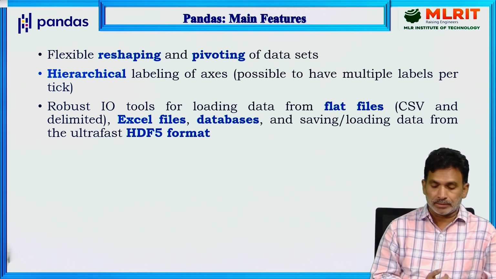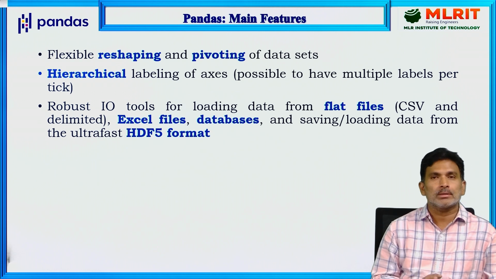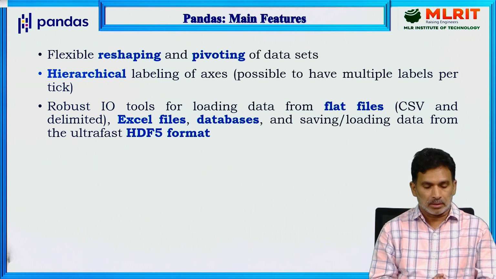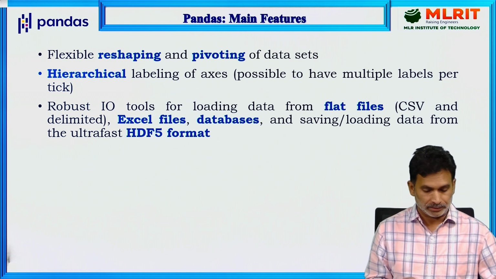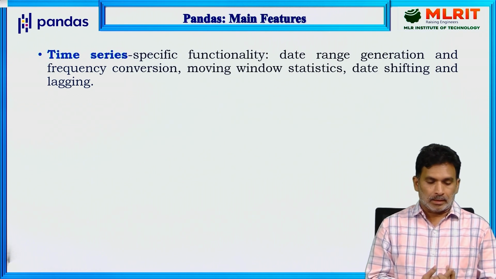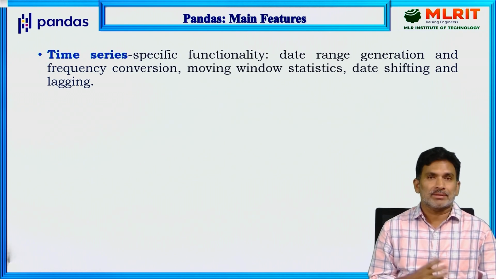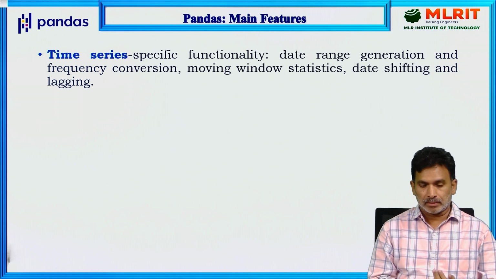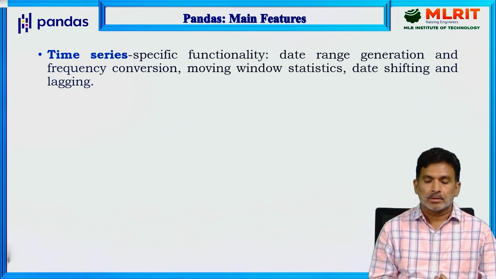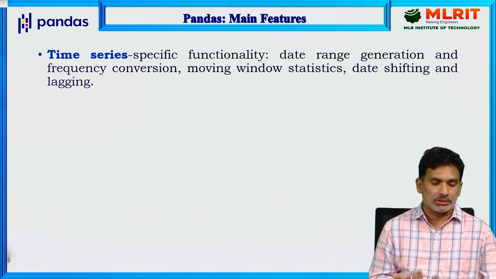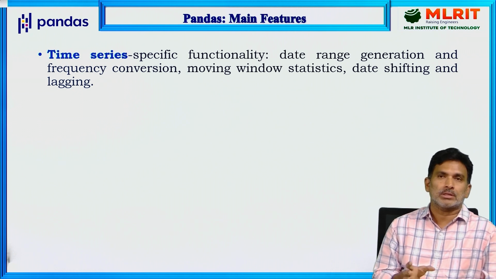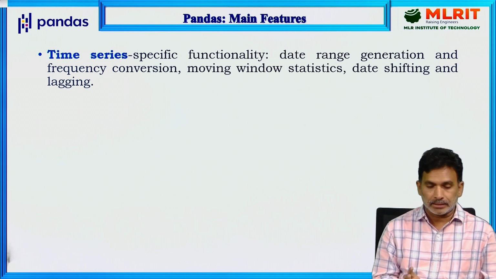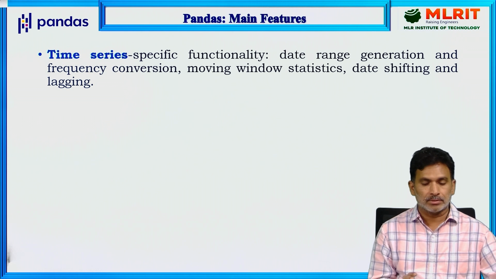And the robust input-output tools, mainly for loading data from flat files, CSV and delimited files, Excel files, databases, and saving and loading data in the ultra-fast HDF5 formats. And the time series, that is a specific functionality. That's another feature of pandas. So date range generation, frequency conversion, moving window statistics, shifting the date, and lagging. These are the main features of pandas.